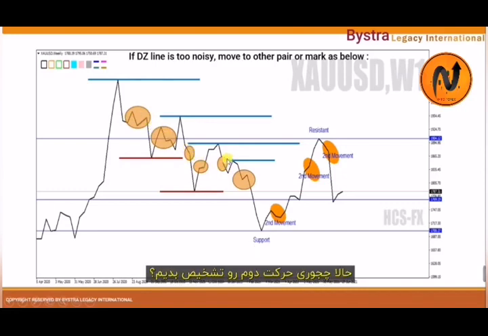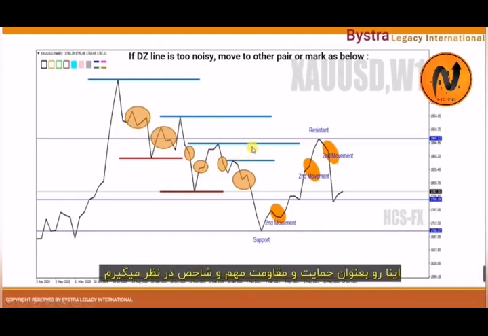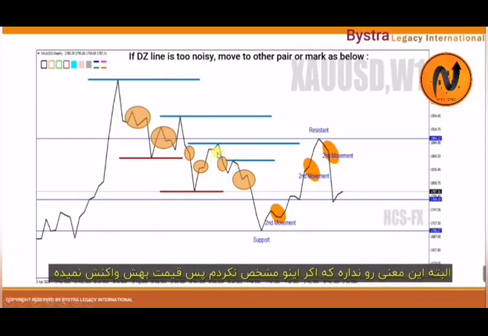So how to identify second movement? Well, there is no specific way to identify it. I just mark it this way. I would only take this kind of thing, the one that really stands out from the rest, as my significant support or resistance. Doesn't mean that if I don't mark it, it doesn't have any reaction.